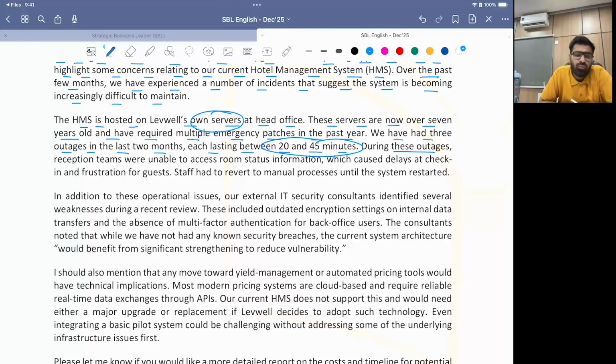This brings embarrassment on the staff as well, that where the hell do we work, guys, right? So reception teams were unable to access room status information, which caused delays at check-in and frustration for guests. Staff had to revert to manual processes until the systems restarted.